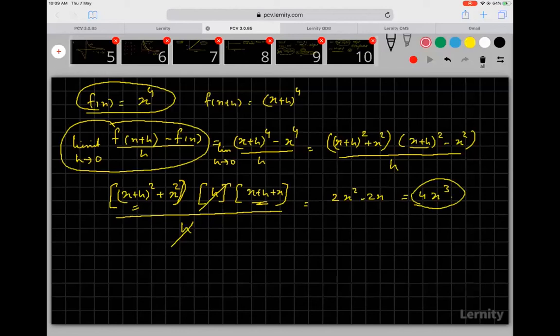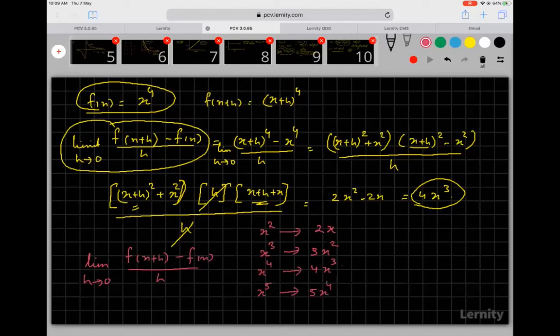I performed this operation, that is limit h tending to 0 of f of x plus h minus f of x by h, on x square, and I got 2x. I did it on x cubed and I got 3x square. I did it on x power 4 and I got 4x cubed. So if I do the same operation on x power 5, what will I get?